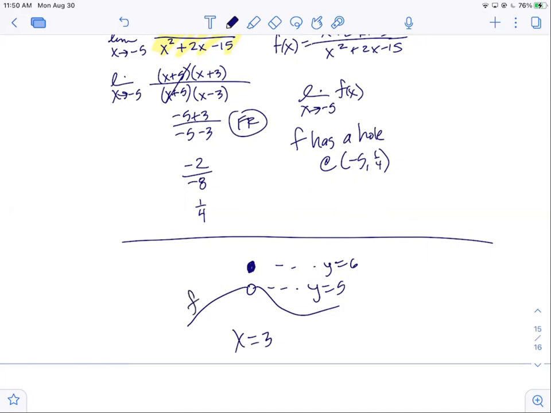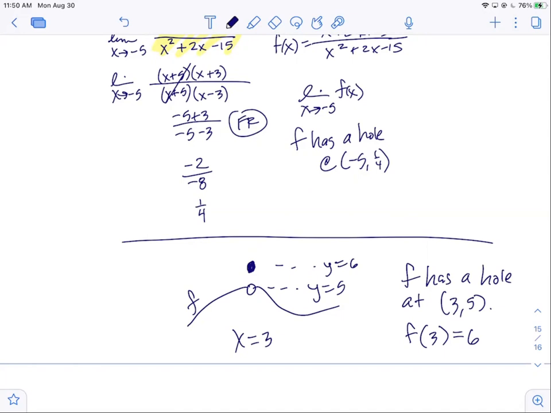So if this graph is f, f has a hole at 3 comma what? 5. Good. And f of 3 equals what? 6. Good. So this is the case where the function value exists, it's 6, and the limit value exists, it's 5, but it's not continuous because 5 doesn't equal 6. And it's not a jump.